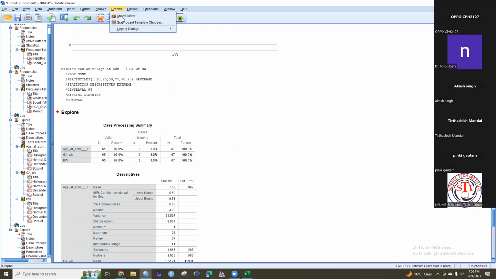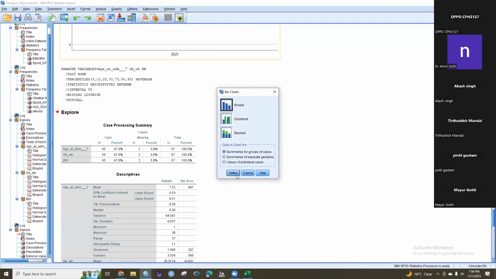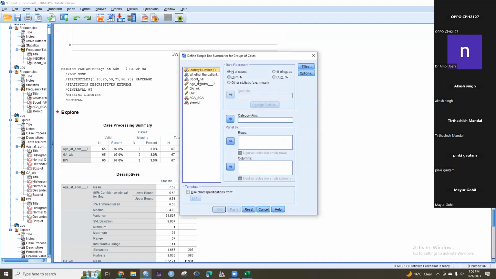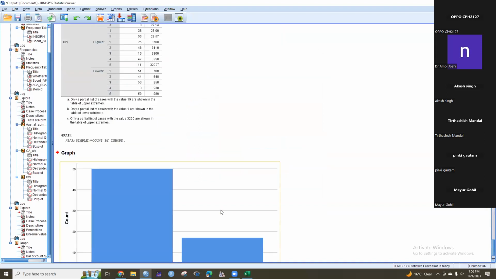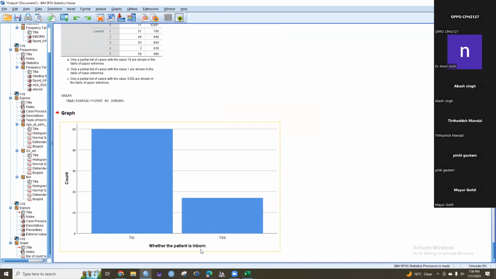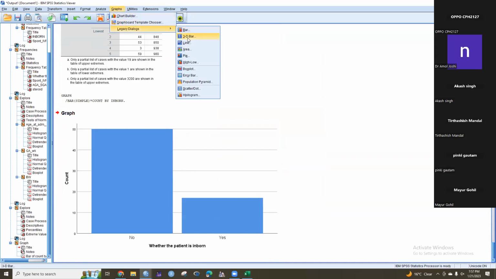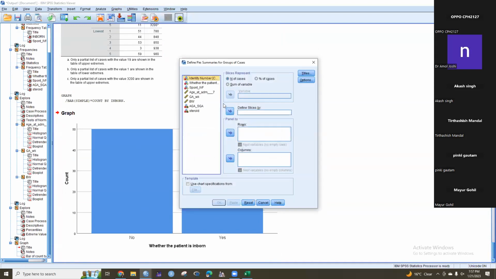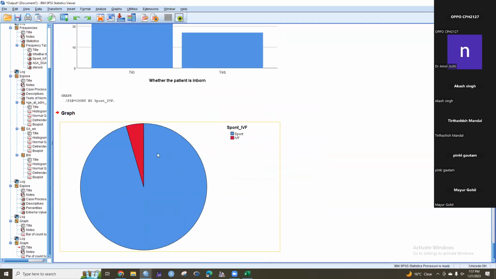And if you go to the graphs, here you can see I have discussed the bar chart, the simple bar chart. Define it; I want to prepare the bar chart for this. So it will simply give me the bar chart of whether the patient is inborn, with the count here. Similarly, if I want to prepare the pie chart for spontaneous, because it is only 2 categories, the pie chart will look something like this. But if there are more than 2 categories, the pie chart will explain more.